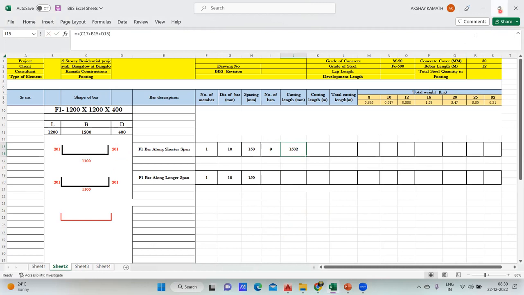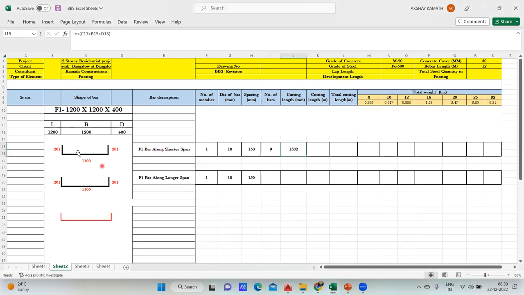If you want to verify, try to verify it manually. Very simple. How do you verify? That is 1100 plus 201 on the left side plus 201 on the right side. So it will be 1100 plus 402. And if you do this, how much will it be? It will be 1502 mm, right? Manually also we got the same thing. In Excel also we got the same thing. Now what we have done is correct.